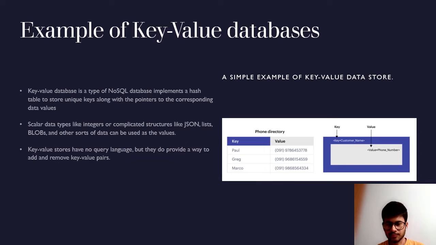On the right hand side, we can see an example of a simple key value data store. In the phone directory, we can see that the keys are the names of people like Paul, Greg, and Marco, and the values are their corresponding phone numbers.